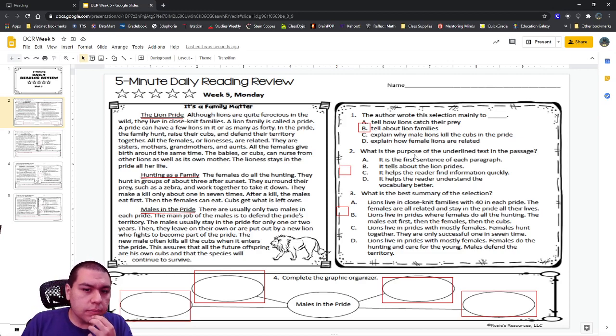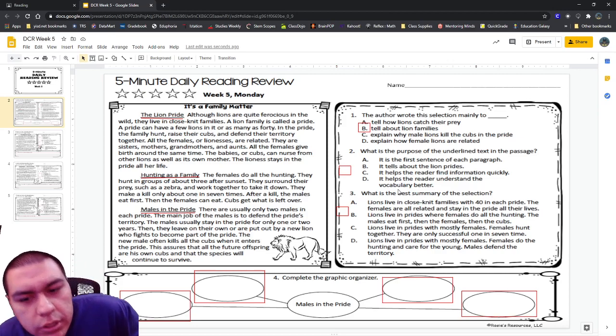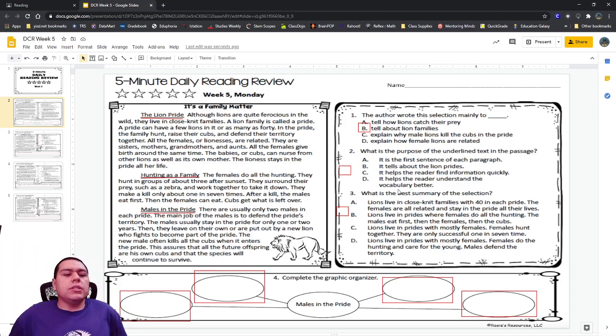Jaylene, make sure we're focused. We have 4 answer choices. A, it's the first sentence of each paragraph. B, it tells about the lion prides. C, it helps the reader find information quickly. Or D, it helps the reader understand the vocabulary better? Who can tell me what they picked? What do you think is the reason why they underlined those pieces of text? Nadine, what do you think?